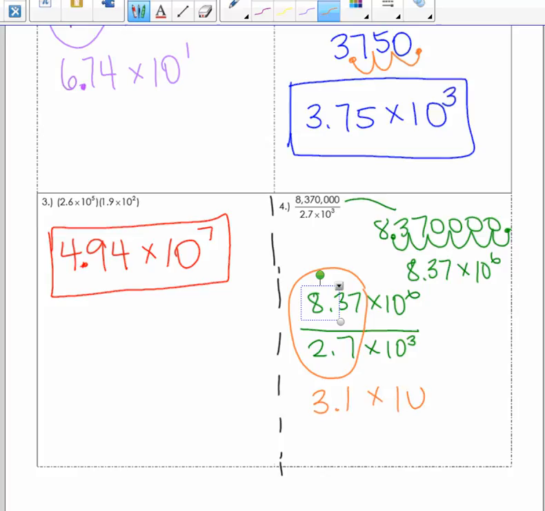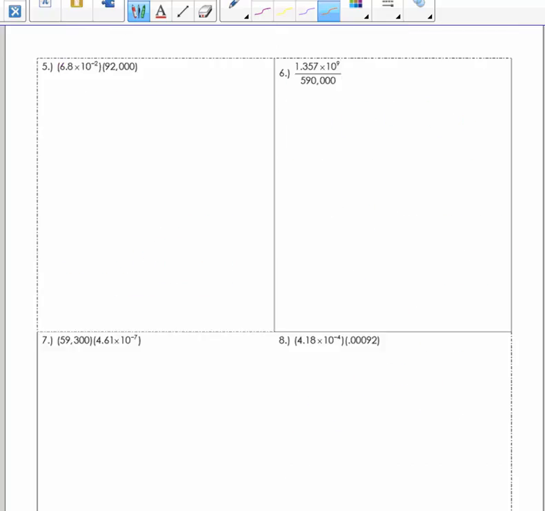And then you're going to subtract your exponent, so that is a 6, sorry, that's a sloppy 6. 6 minus 3 is 3. This is great because it's already in correct scientific notation, so you're done. Okay, on the back side, I'm just going to keep practicing a couple of them.